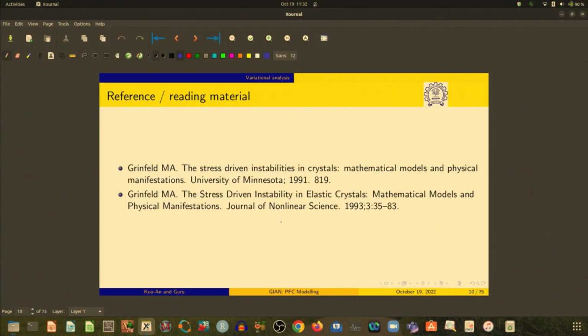Mostly the same material is published by Grinfeld in the Journal of Nonlinear Science, "The Stress Driven Instability in Elastic Crystals: Mathematical Models and Physical Manifestations," is what he called it. Even though both of them have all the details, some details are better given in one than in the other. Maybe there was a review process, or he improved on the report himself, and so on.